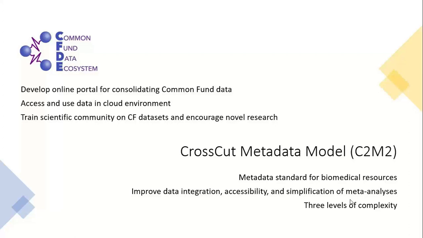So obviously one major problem with this lofty goal is that all the data sets currently are divided across various locations and various formats. They contain very different types of data and metadata. And so in order to be able to incorporate them all into a single standardized online portal, you need kind of an organizing principle for the data, which is what the crosscut metadata model is. And this is the CFDE's metadata standard for biomedical resources that are eventually going to go into the portal. The purpose of having this unified model is just to improve the integration and accessibility of data and also allow for the simplification of meta-analyses that require multiple data sets across several different common funds. And there are three levels of complexity, levels zero, one, and two, which I will discuss in slightly more detail later on in the presentation.